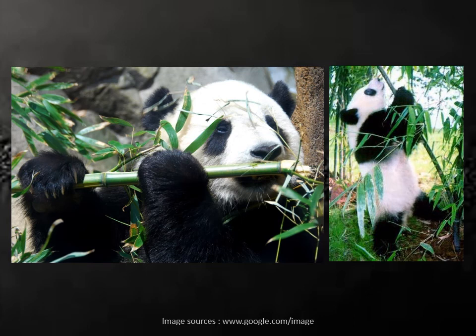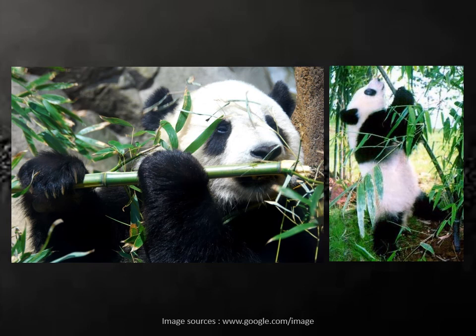You may all know this famous animal. This is the panda, which is a type of bear found in the southern China jungle. Now we all know that the food habit of bears is mainly carnivorous, but this panda has drastically changed their food habit from carnivorous to herbivorous, and they eat these bamboo shoots.